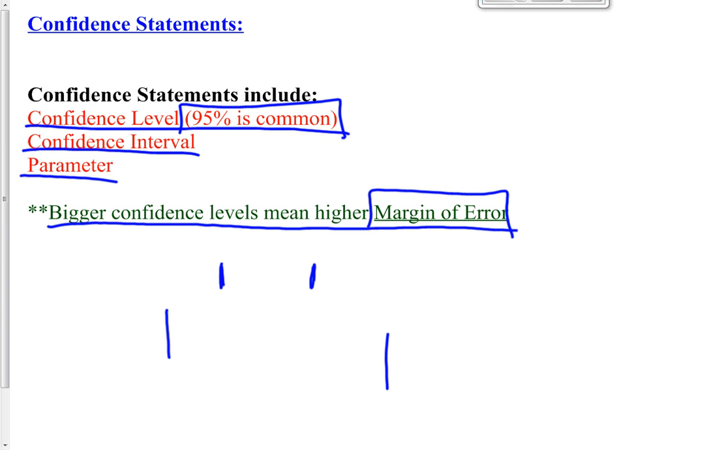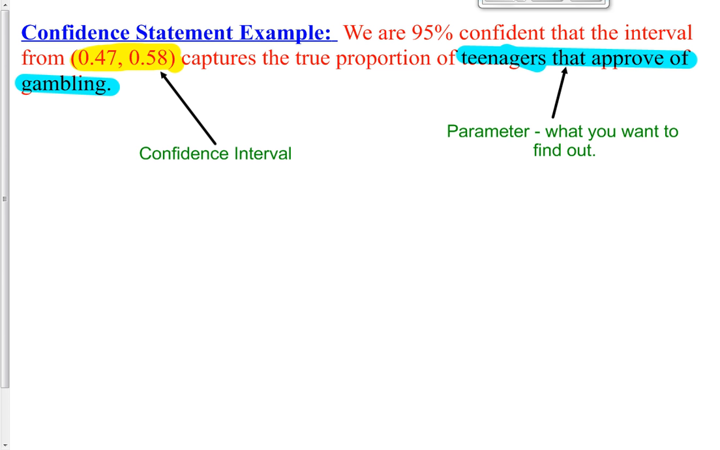Okay? All right. Here's an example of a confidence statement. Let's say we asked a bunch of teenagers, do you approve of gambling or do you not approve of gambling? And we got something that looks like this, for example. We would say that we are 95% confident that the interval from whatever to whatever, this is the confidence interval, so 47% to 58%, but always write this as a decimal, so 0.47 to 0.58 captures the true proportion of teenagers that approve of gambling.